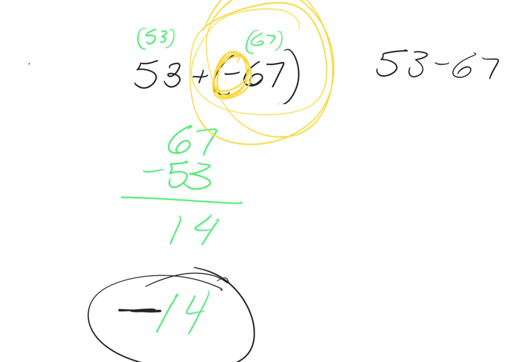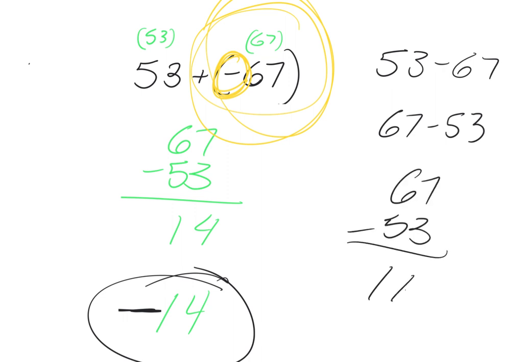So it's negative. And if it was 67 minus 53, well, this is already one that you know how to do. So you just do it the regular way. Our answer is 14, and we know that we had more positives to begin with, so our answer would have been positive at the end.